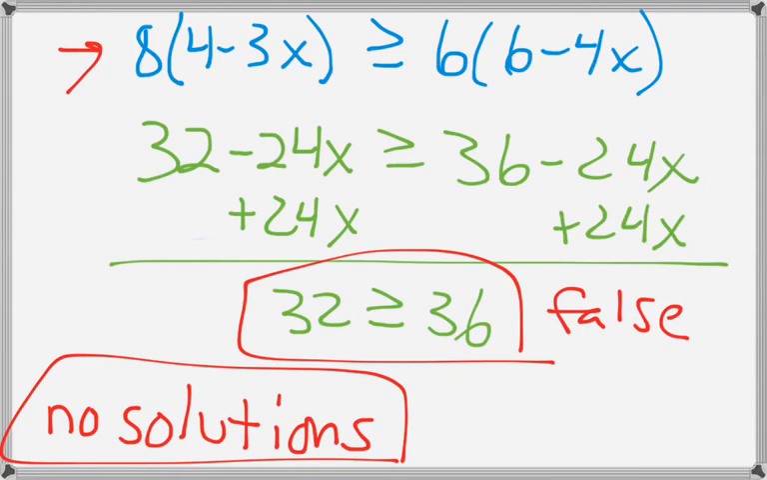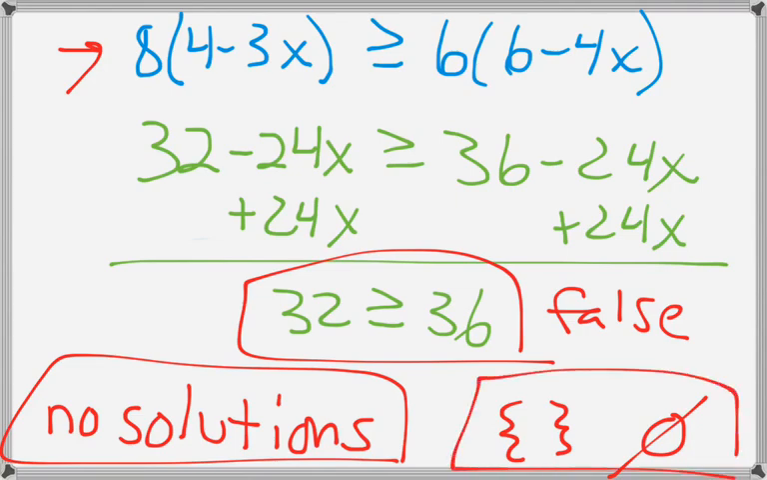We don't really have a way to write no solutions in interval notation. In set notation, sometimes we use empty braces or the null symbol, which is a circle with a slash through it. So any of that is fine for denoting no solutions.